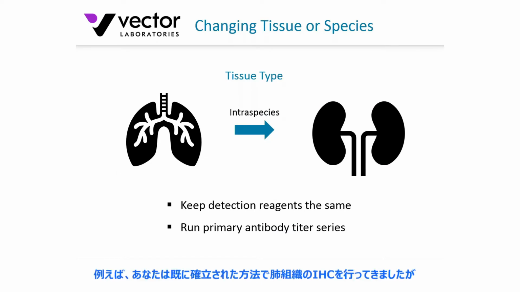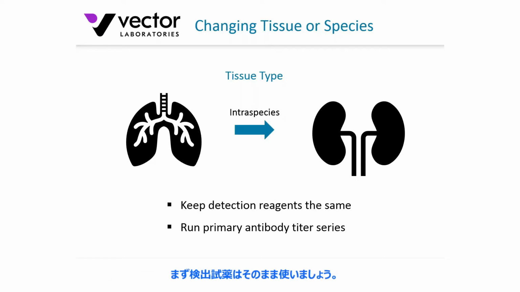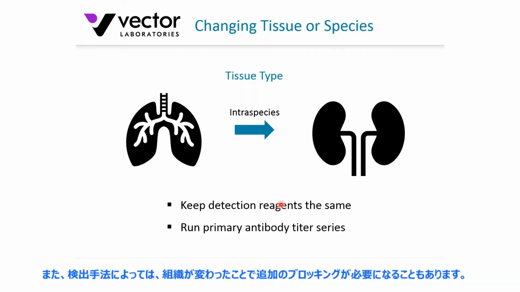Okay, let's pivot a little bit and just say you do have an existing methodology, but the PI says, hey, let's change tissue types, and we'll see if the antigen is expressed. Instead of, say, lung tissue, let's see if it's expressed in these kidney sections that we've got here. You might be scratching your head going, oh, gee, what should I be doing here? Take a deep breath. It's all okay. Keep the detection reagents the same. All you really want to do is run a primary antibody titer series on this new tissue, because the antigen may be expressed at different levels in this new tissue, but keep the detection reagents the same. I will say that if you do swap tissue types, you may need to factor in some additional blocking steps based on the methodology you're using. So just keep that in mind.